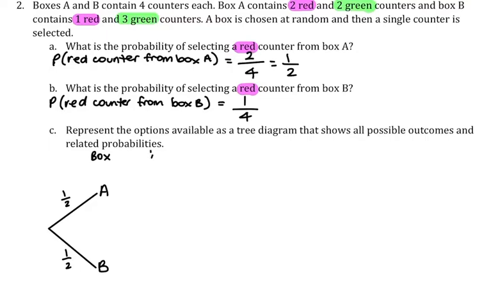And then we're going to pick our counters next. So in box A, we can either choose a red or a green counter.